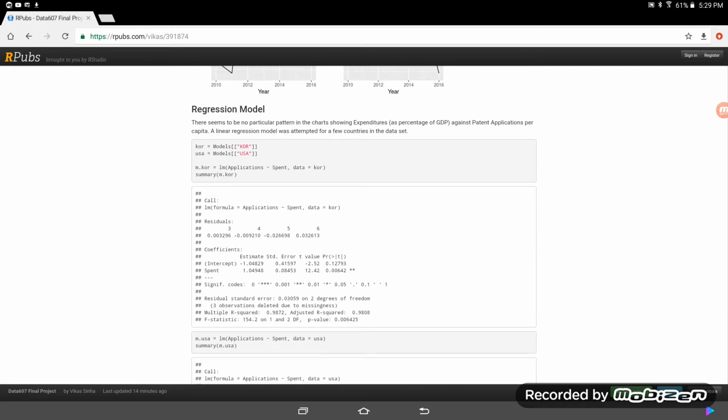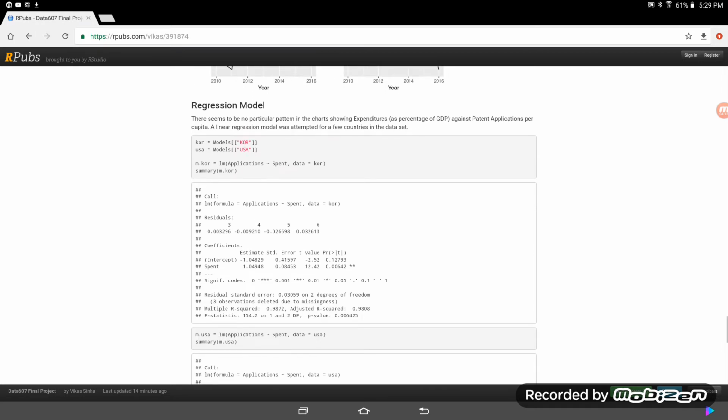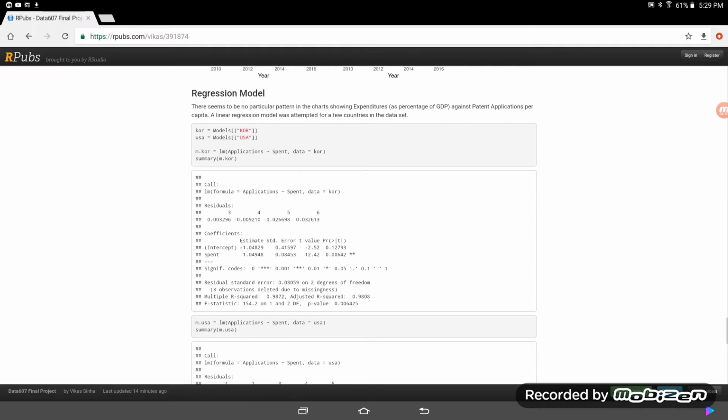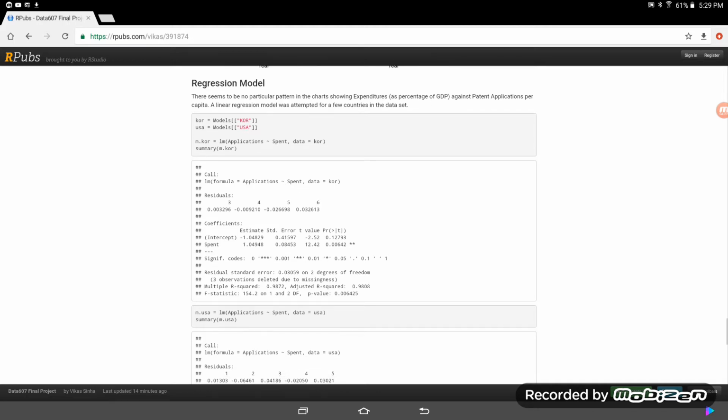So I then selected 2 countries from this model to do a regression analysis and to see if a regression model can be done and what that model might tell us. Again, this is a relationship between the amount that is spent on public education and the number of patents filed per capita. The amount is expressed as a percentage of the GDP.